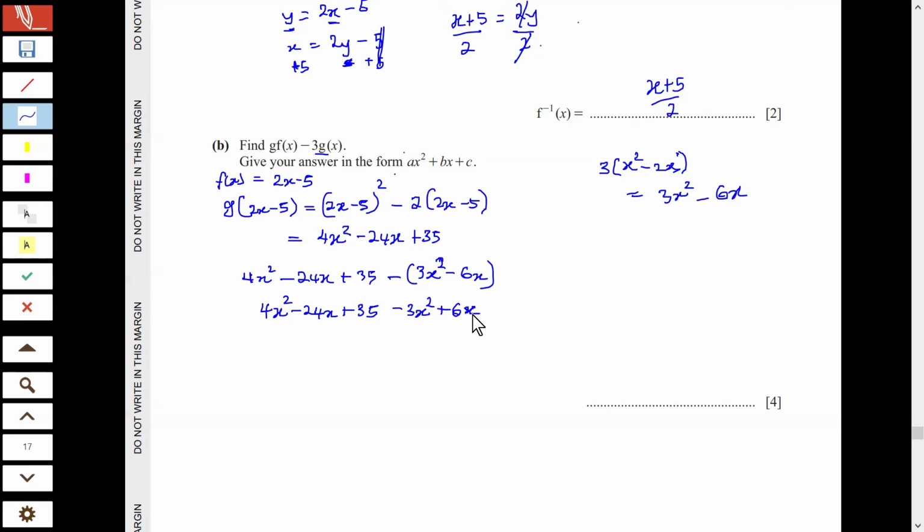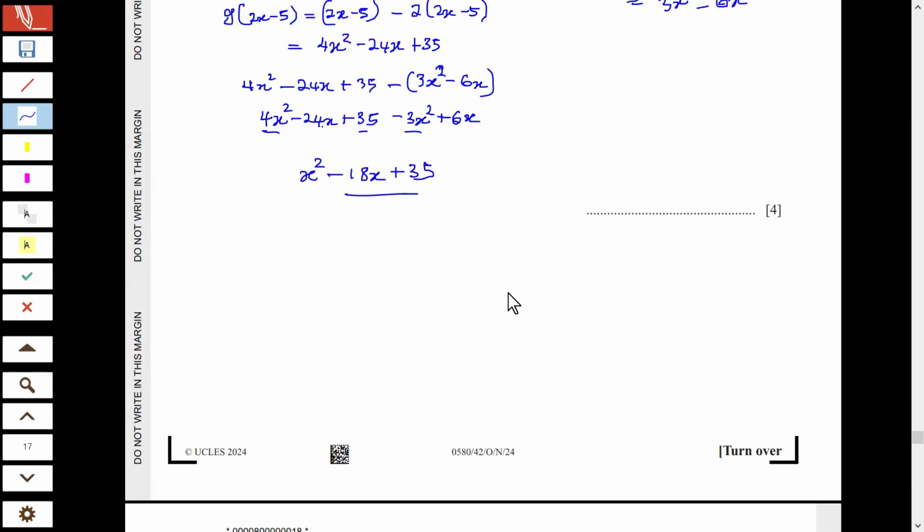Then if you collect the like terms, we have 4x squared minus 3x squared gives us x squared. And then we have negative 24x plus 6x gives us negative 18x. And then we're left with just plus 35. This is plus 35 as the final answer to this.